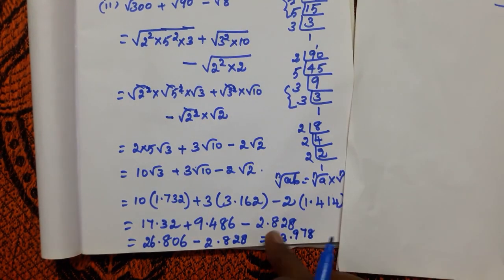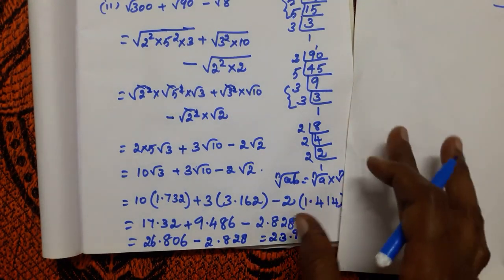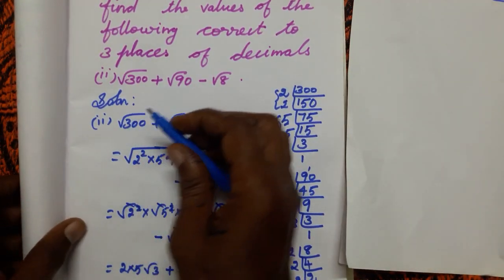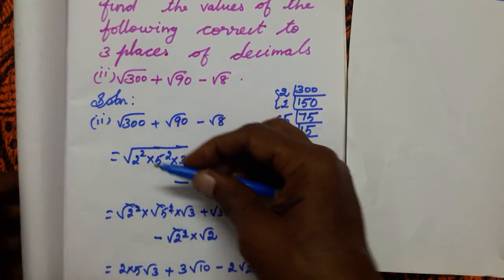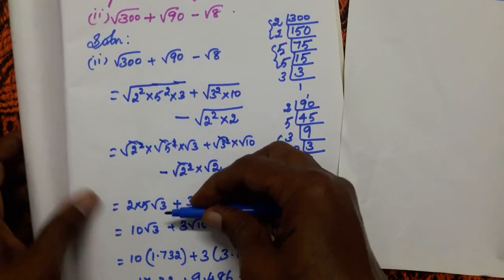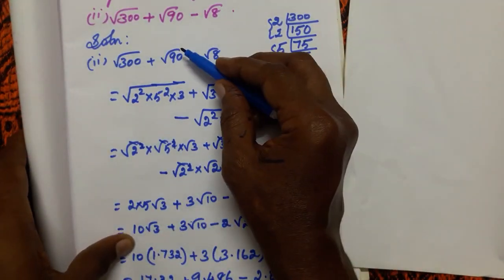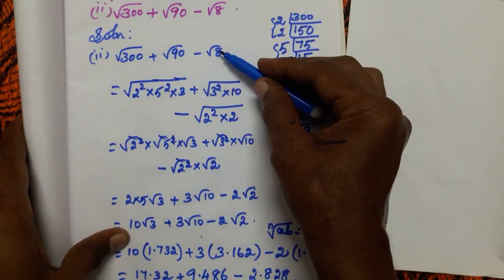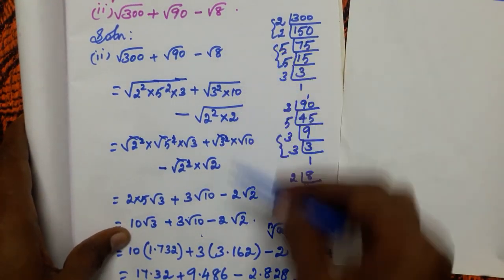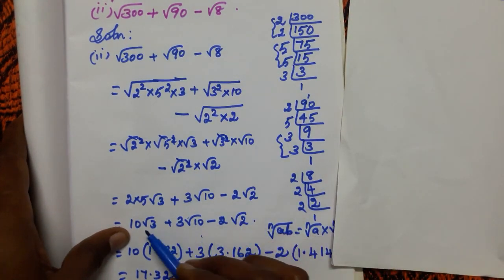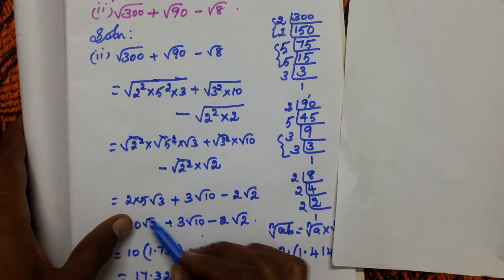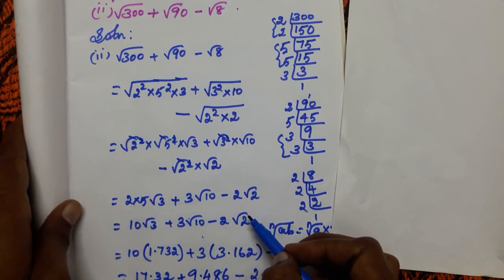23.978. So the answer is 23.978. Very easy problem. First, root 300. What's the simplest form of root 300? 10 root 3. What's the simplest form of root 90? 3 root 10. What's the simplest form of root 8? 2 root 2. Here, the radicand is not equal. Order is equal. Radicand is not equal.